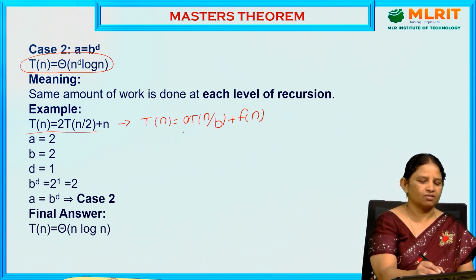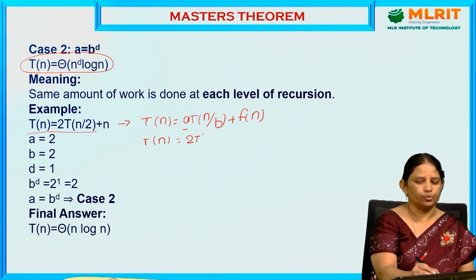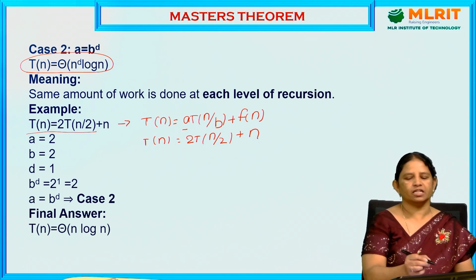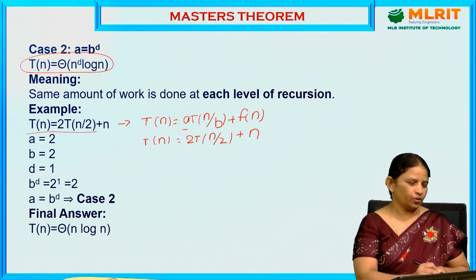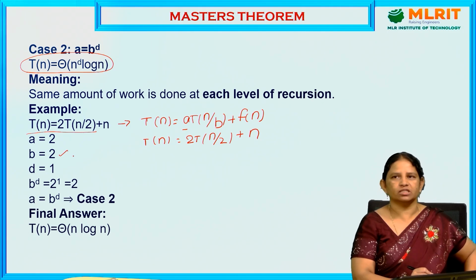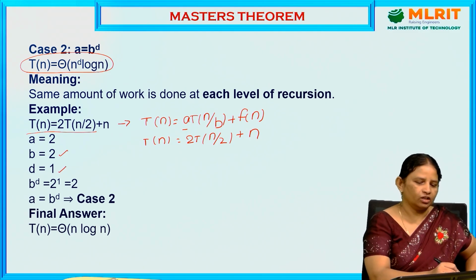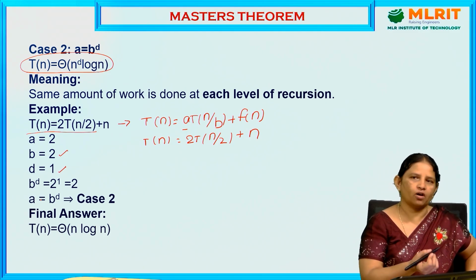A is equal to 2, T of n equal to 2T n by 2 plus n. What is A? A is equal to 2, B equal to 2 according to this equation. Then D equal to 1. What is f of n? F of n is n.